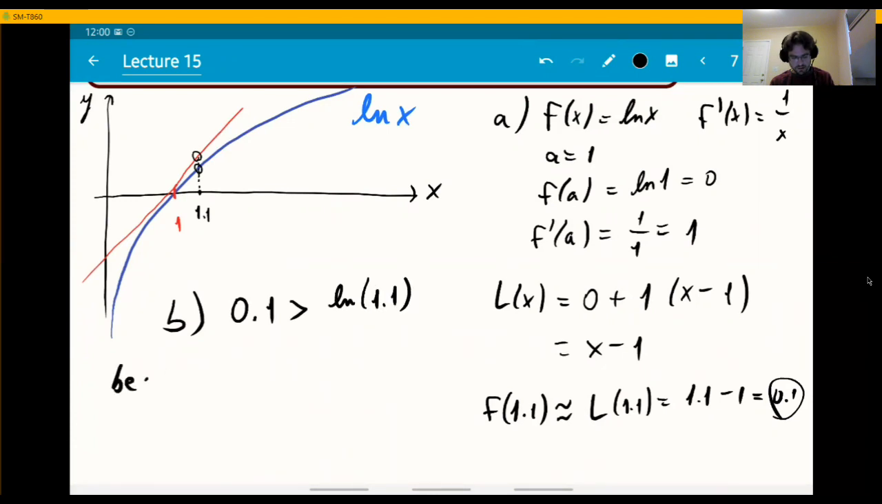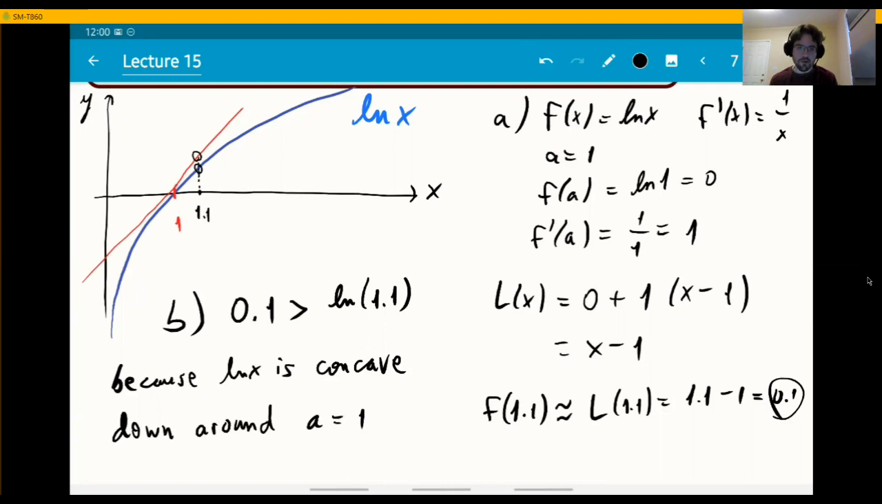because ln x is concave down. Technically, we just need to know that this happens around the number a equals 1, but in fact, it happens everywhere on the graph of the ln function. It's always concave down. So this is an acceptable answer already. The actual value is going to be smaller. So it's actually going to be more like 0.09 something.